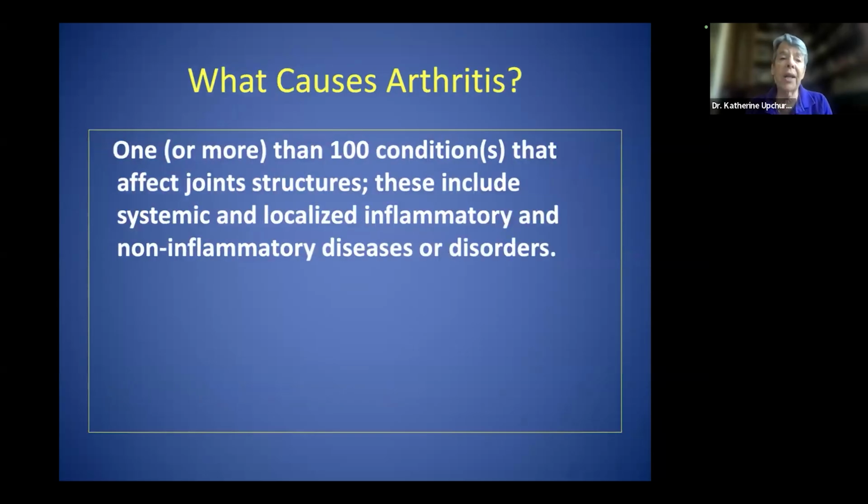As far as causes of arthritis, one of more than 100 conditions that affect joint structures can cause arthritis, and these include systemic and localized inflammatory and non-inflammatory diseases or disorders. So if you're confronted with a new patient in your clinic and you have maybe 35 or 40 minutes to begin to assess a patient who comes in and says, do I have arthritis? Or alternatively, I've got pain in my leg or pain in my shoulder. What is a framework that you might use to dissect what the possible causes could be? And that's what we're really going to be talking about here.